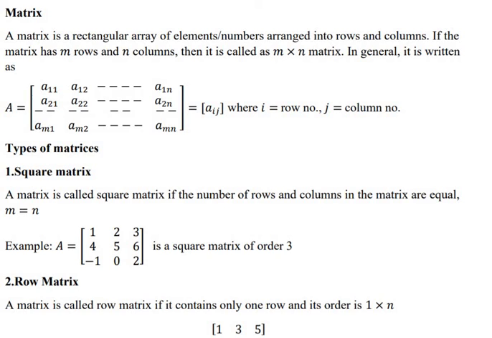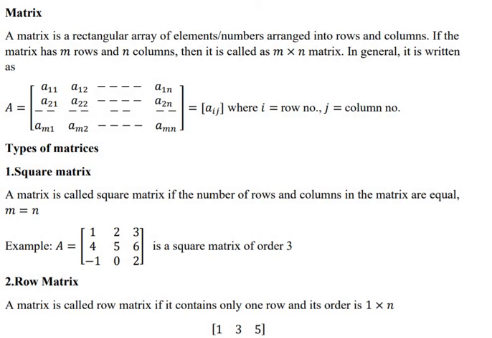Next is types of matrices. The first one is the square matrix. A matrix is called a square matrix if the number of rows and the number of columns in the matrix are equal, that is m equal to n. An example is given as matrix A equal to 1, 2, 3, 4, 5, 6, minus 1, 0, 2, which is a square matrix of order 3, or it is a 3 by 3 matrix.